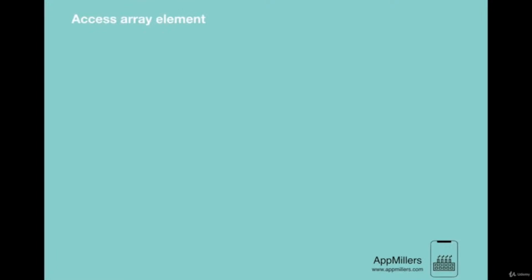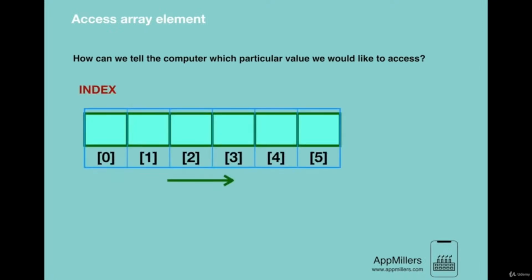Alright, in this video, we will look at how to access any given cell in the array. So what does it mean to access a given cell in an array? It means to read the value of a given cell number. So how can we tell the computer which particular value we would like to access? This is where the index takes a vital role. You can use what's called an index to access a value in an array. This is a number that refers to the location where the value is located.